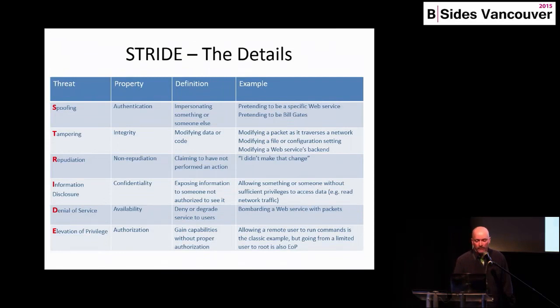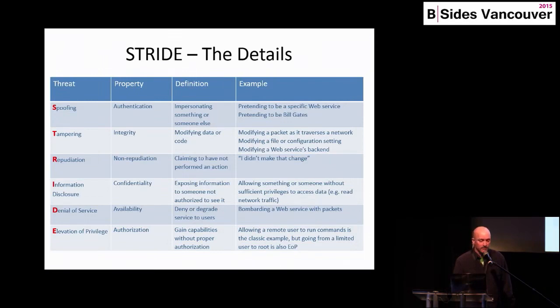Information disclosure is the privacy-related type of vulnerability or threat. It's exposing information to somebody who's not authorized to see it. It is an attack against confidentiality. Very important in this day and age of privacy.